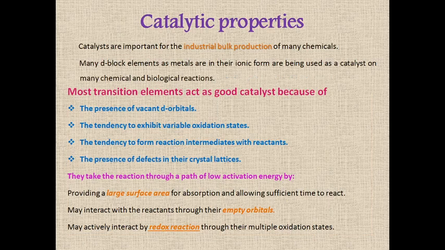Next, coming to the catalytic property, it is one of the important properties of d block elements. Catalysts are important for the industrial bulk production of many chemicals. Many d block elements are metals in their ionic form and are used as catalysts in many chemical and biological reactions. Most transition elements act as good catalysts because of the presence of vacant d orbitals, the tendency to exhibit variable oxidation states, the tendency to form reaction intermediates, and the presence of defects in their crystal lattices. These are the properties of the d block elements.